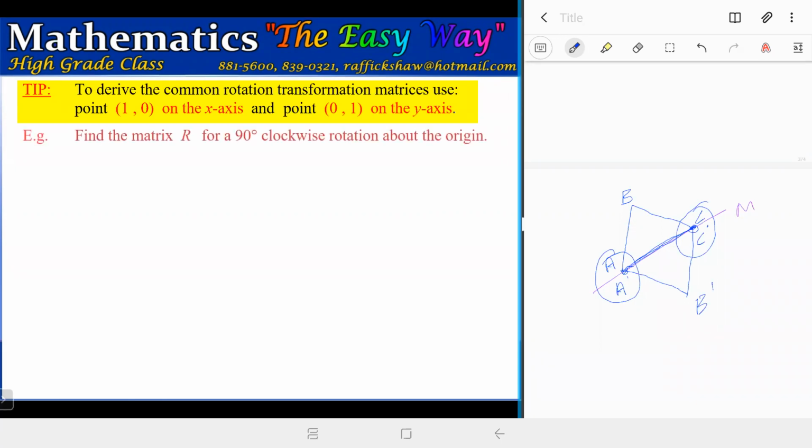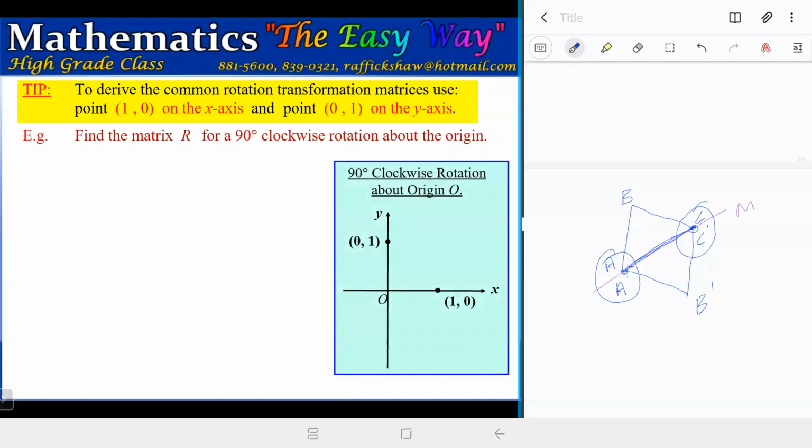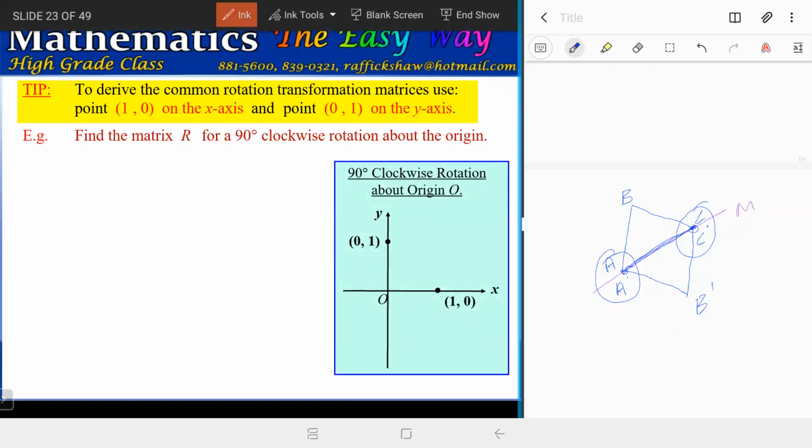Let's look at it. For rotation, let's say we want to find the matrix R for a 90-degree clockwise rotation about the origin. We're putting in what we know. Clockwise 90-degree rotation: what do we know? It is pretty obvious. If I rotate this point clockwise 90 degrees, it's going to come down to here, and that point is (0, -1). So this point will come to (0, -1).